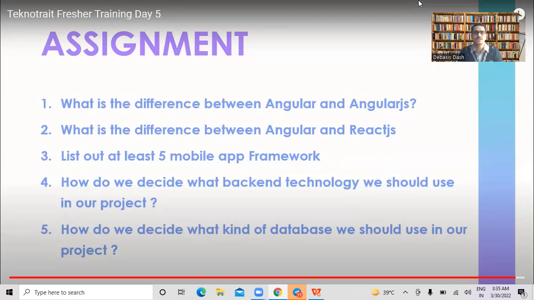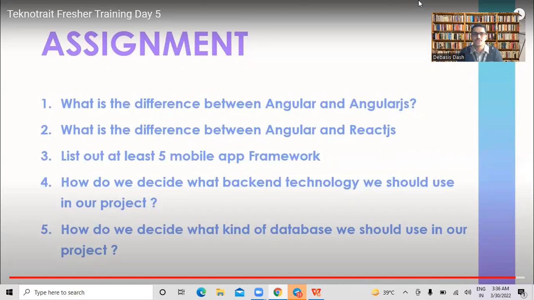Then the third question is, list out at least 5 mobile app frameworks. So the 5 mobile app frameworks are Flutter, Xamarin, Swiftic, Ionic, and Apache Cordova.